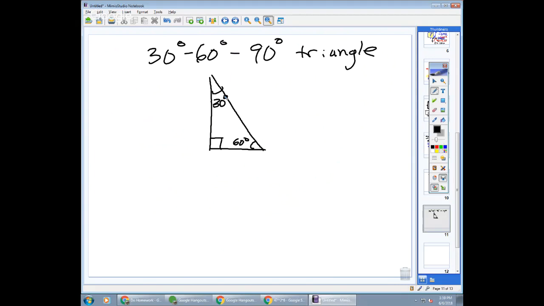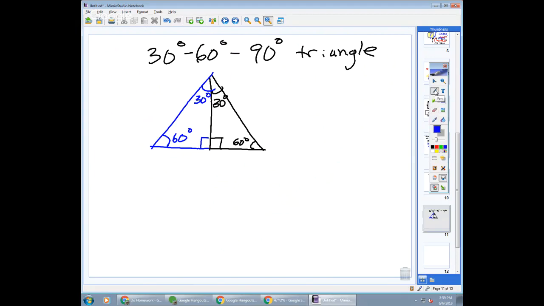The trick to figuring out a 30, 60, 90 triangle is to make a mirror image along the medium side of the triangle, like that. That gives me another 30-degree angle right here, and another 60-degree angle right there. So what is the mirror image created? When you look at it as a whole. A regular triangle, which is also called equilateral. Yeah. Okay.